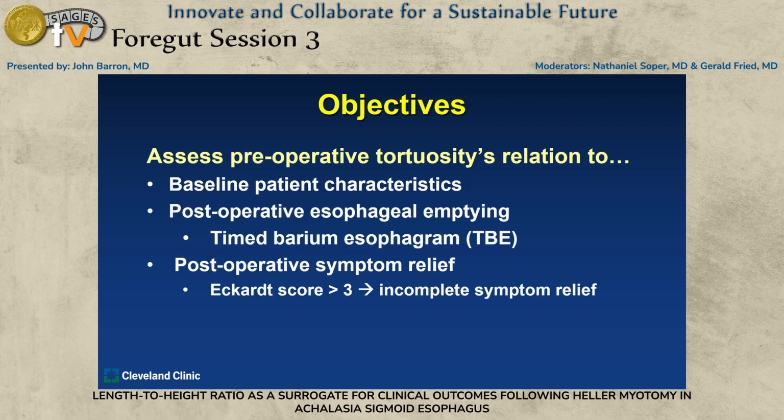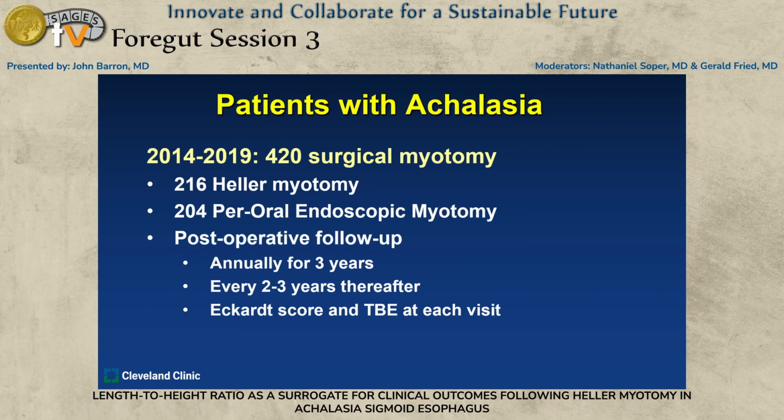We then sought to identify predictors of postoperative outcomes, including symptom relief measured by the Eckardt score and complete esophageal emptying measured by timed barium esophagram. We wanted to know how outcomes vary based on preoperative tortuosity after adjusting for other baseline characteristics. And lastly, we were interested in whether tortuosity can be expected to change following myotomy by measuring the postoperative length to height ratio.